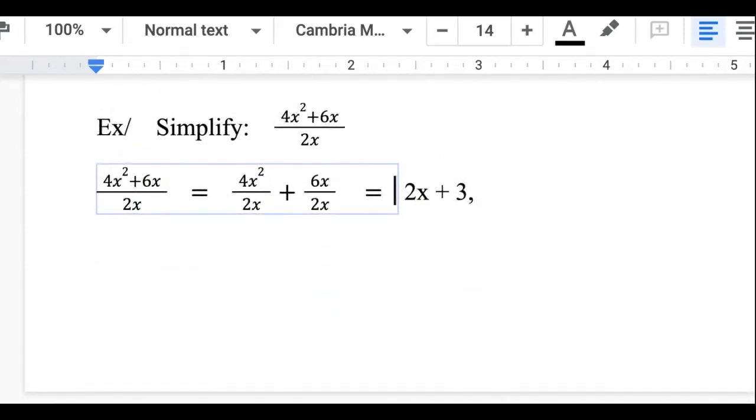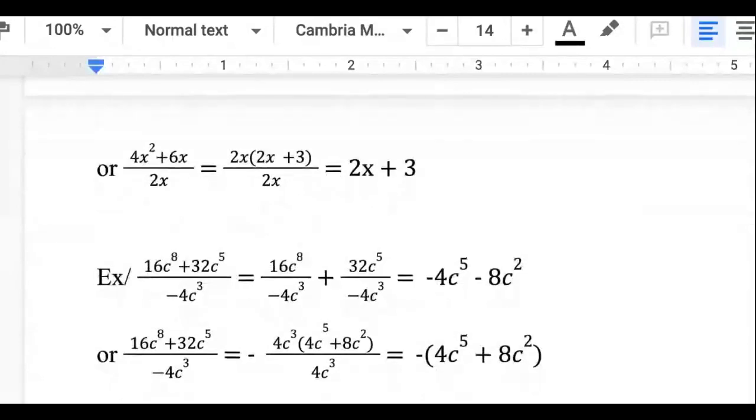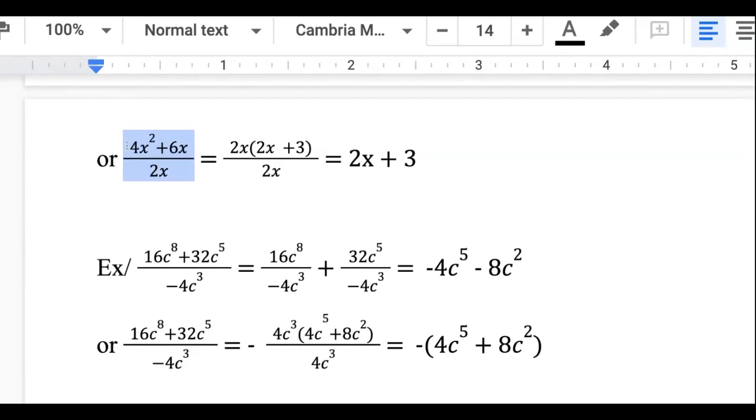Okay, does anyone have any questions? Well, this is showing another way. We see that in the numerator, 2x is a common factor, so we can factor out 2x. Then 4x squared becomes 2x, and 6x becomes 3 inside the parentheses. Then we have 2x over 2x, that's 1. So 1 times 2x plus 3 is 2x plus 3.